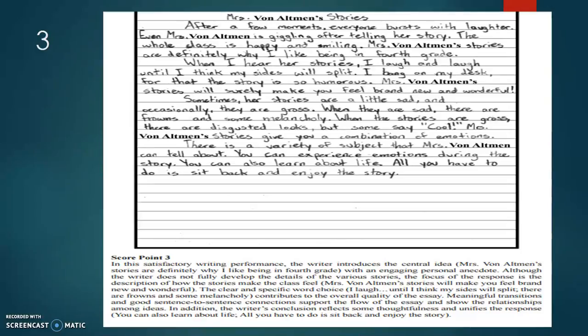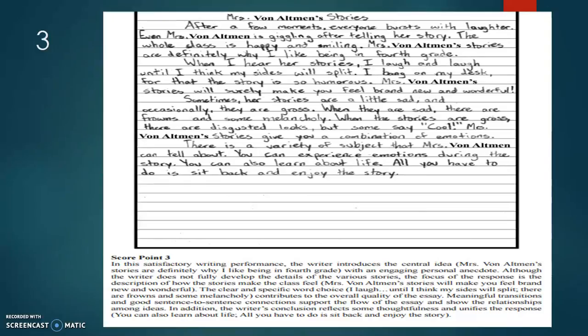Sometimes her stories are a little sad, and occasionally they are gross. When they are sad, there are frowns and some melancholy. When the stories are gross, there are disgusted looks, but some say cool. Miss Von Altman's stories give you a combination of emotions. There's a variety of subjects that Miss Von Altman can tell about. You can experience emotions during the story. You can also learn about life. All you have to do is sit back and enjoy the story.